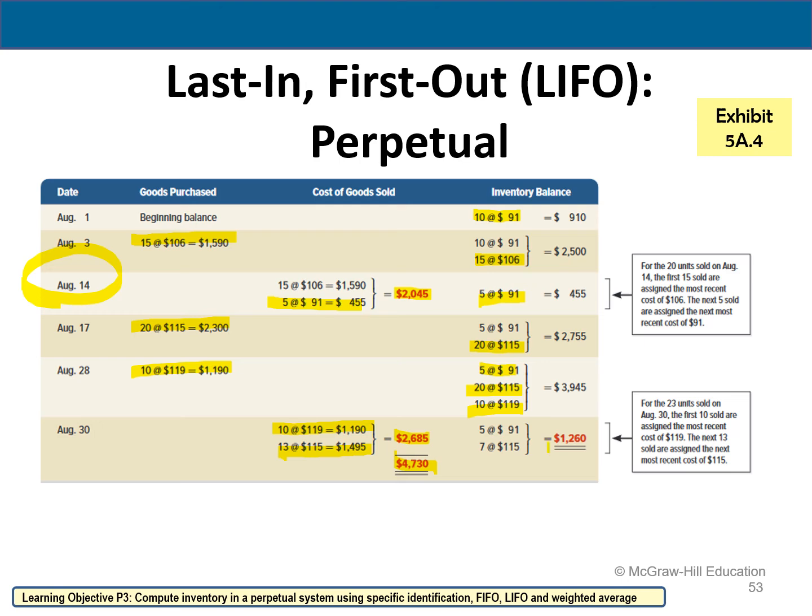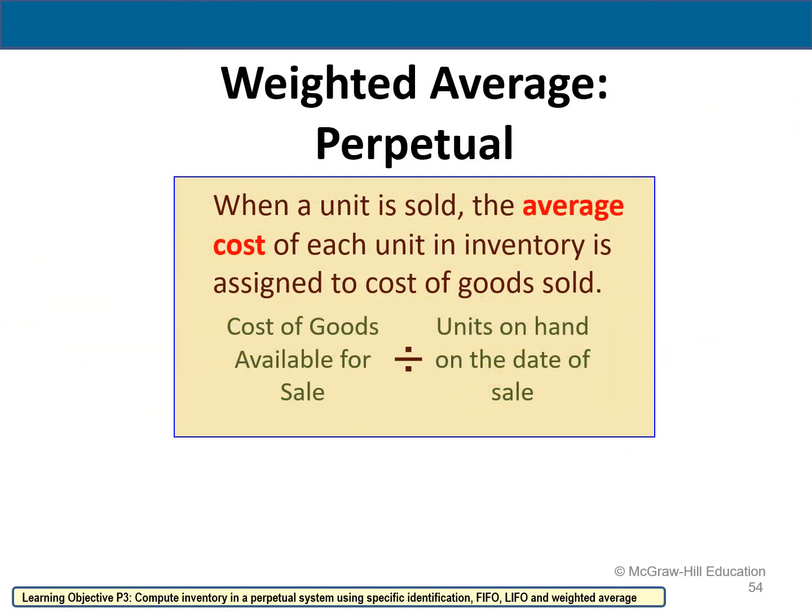Okay. And then our ending inventory is this 1,260, which includes 5 from your beginning inventory still, and you have 7 left from this 115 purchase right here, because we only sold 13 of those. All right, and then the weighted average under the perpetual method, when a unit's sold, the average cost of each unit in inventory is assigned to cost of goods sold. So you take cost of goods available for sale divided by the units on hand at the date of the sale.